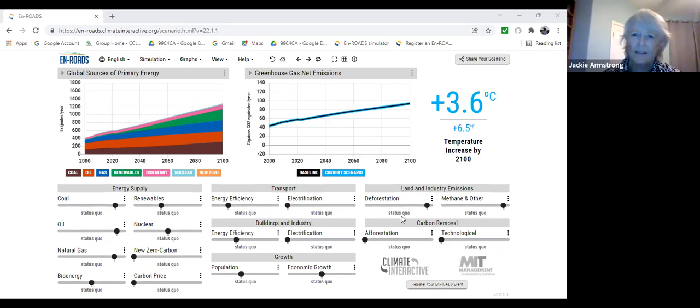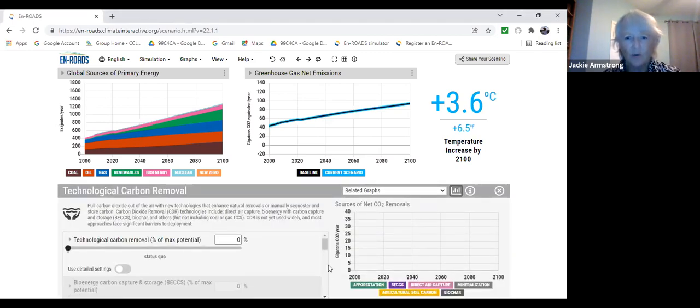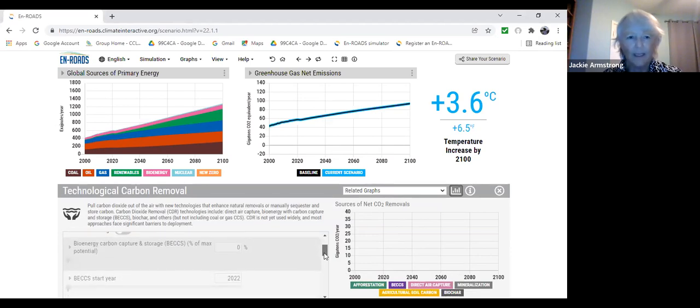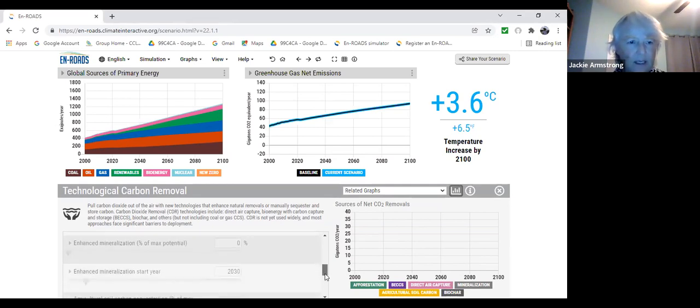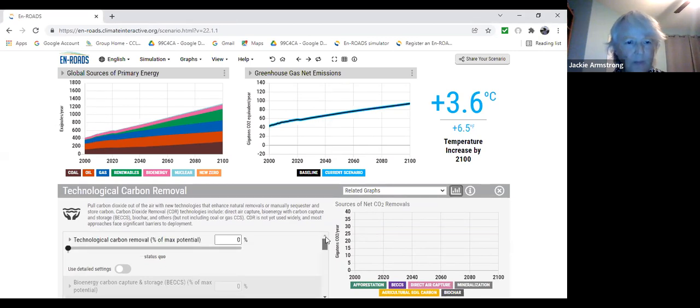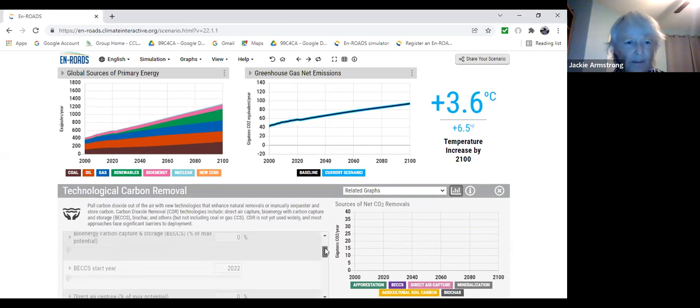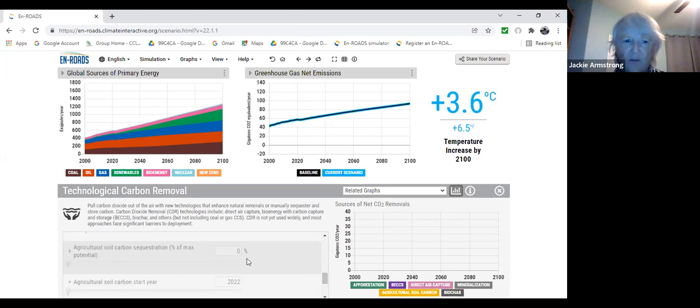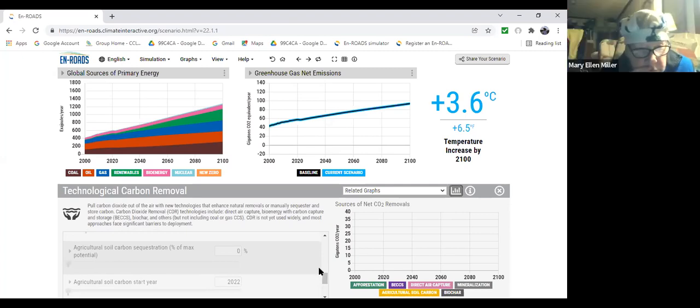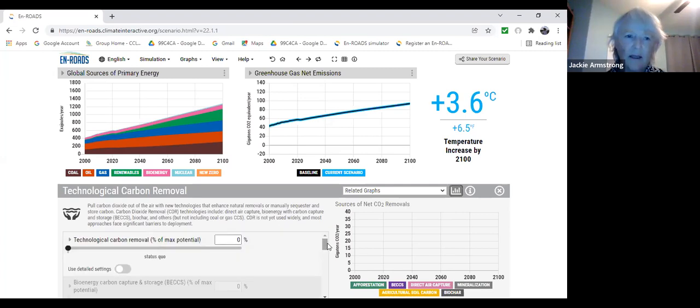Right here on the right-hand side under carbon removal technological, if you hit three dots, Mary Ellen, you'll pull up this chart, which shows different kinds of ways of pulling carbon out of the atmosphere. This is where we'll find a lot of ideas that are relevant to the Midwest, where most of us live. One of them is bioenergy carbon capture and storage. And one is agricultural soil carbon sequestration. Many of you may have heard about cover crops and how that's helpful to pull carbon out of the air. So all of these initiatives to pull carbon out of the air are in this technological carbon removal section.